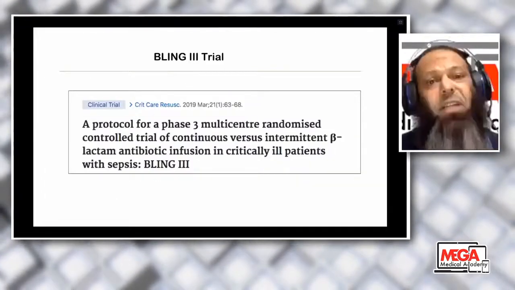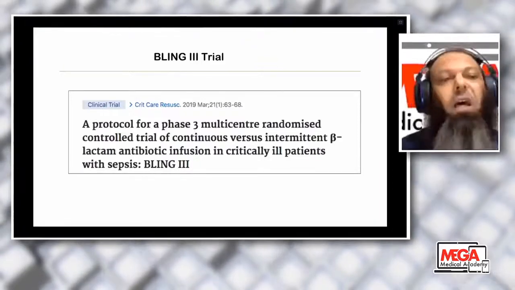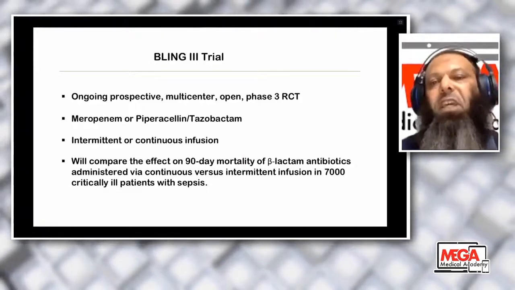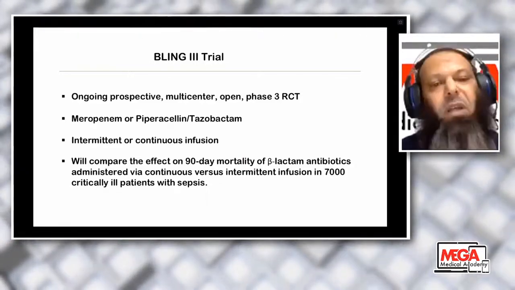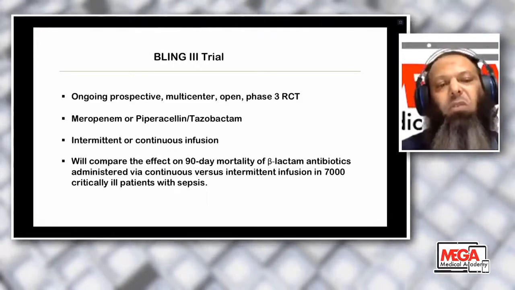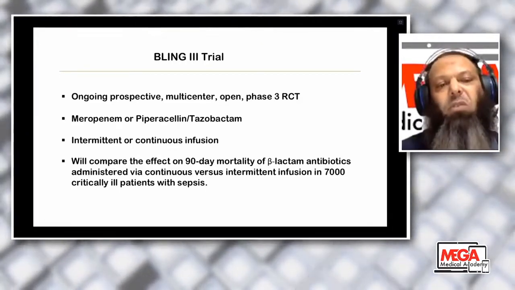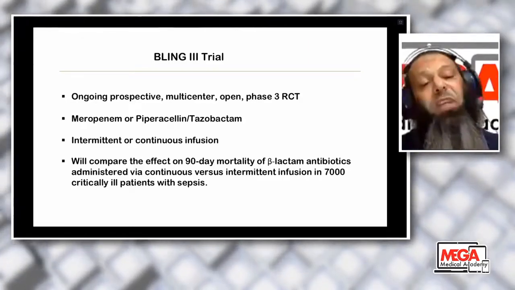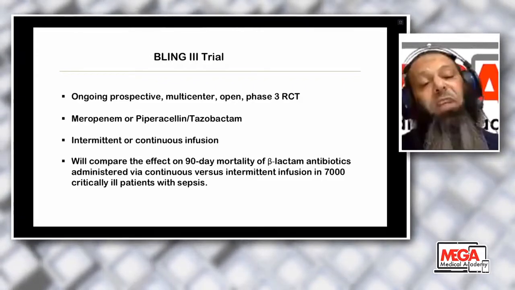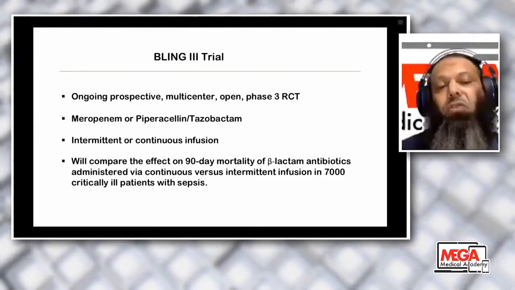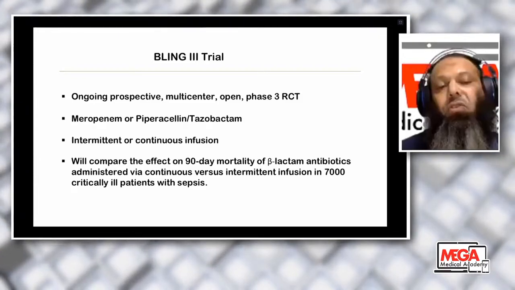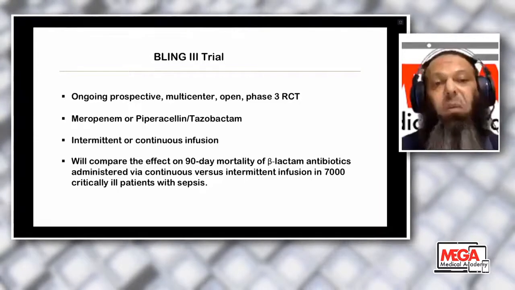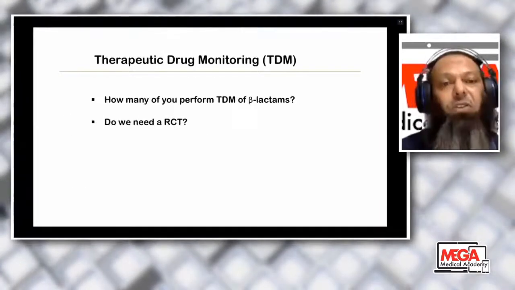There is an ongoing trial called the BLING-3 trial. This is an ongoing prospective, multicenter, open-label phase 3 RCT. They are comparing meropenem or piperacillin-tazobactam, either by intermittent or continuous infusion. What they are aiming for is comparing the effect on 90-day mortality of beta-lactam antibiotics, piperacillin-tazobactam or meropenem, administered either by continuous or intermittent infusion in a large population of about 7,000 critically ill patients with sepsis. It's not published yet because it's still an ongoing trial.